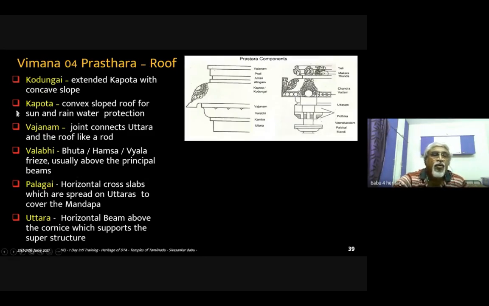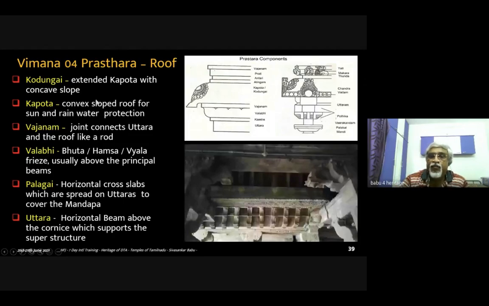So the kapotam, when it is extended further in mandapas, is called kodungai. So this is called kodungai. This is the normal kapotam, where this is the end of the mandapam, and this is the extension of the kapodam.